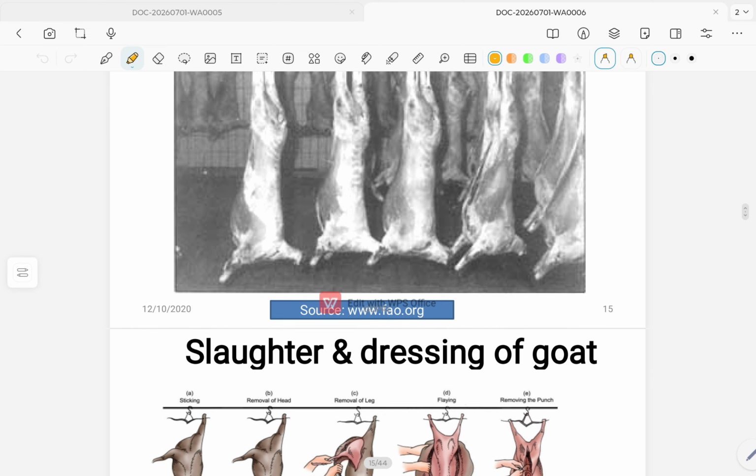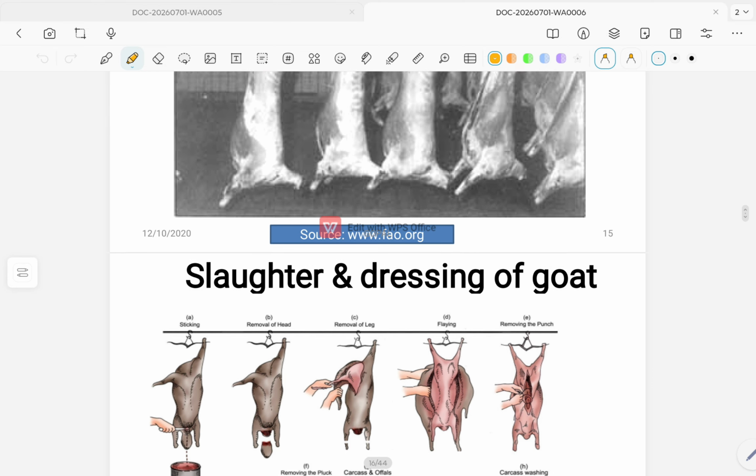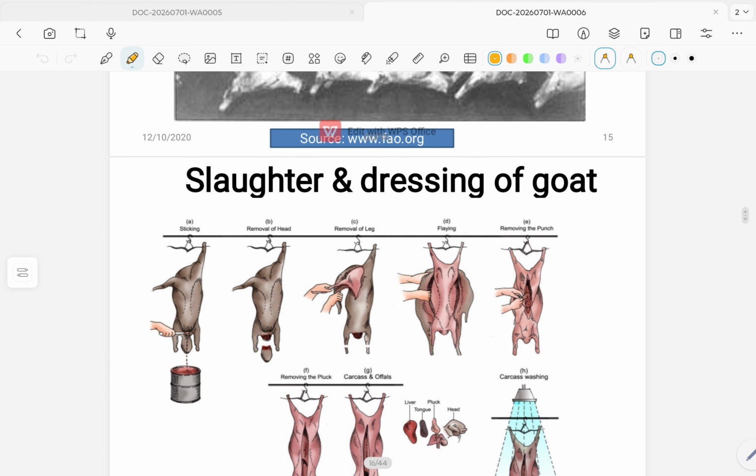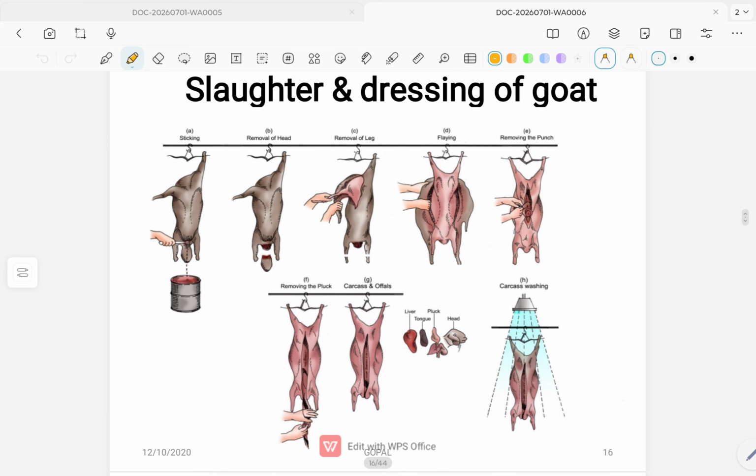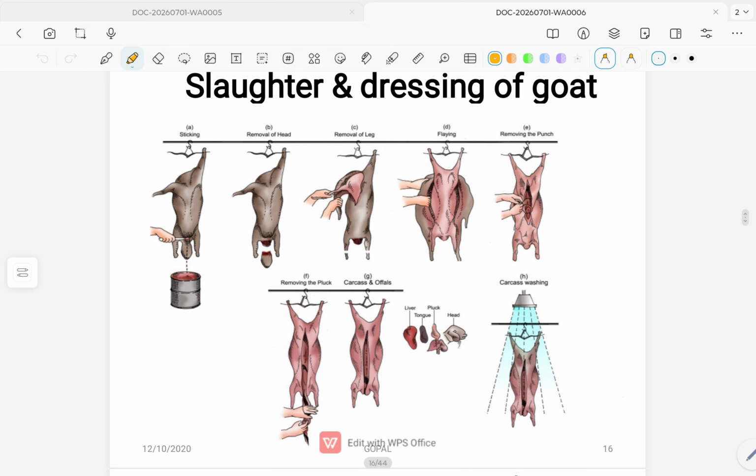Slaughter and dressing of goat: sticking, removal of head, removal of legs, flaying, removing of paunch, carcass washing, carcass offal, removing of plugs.